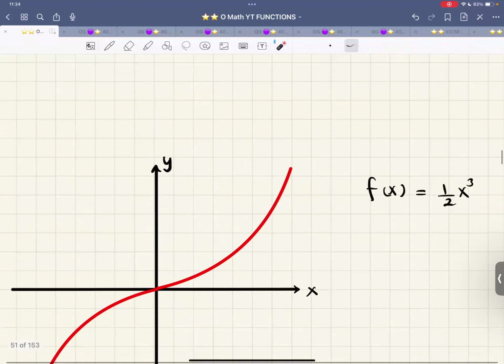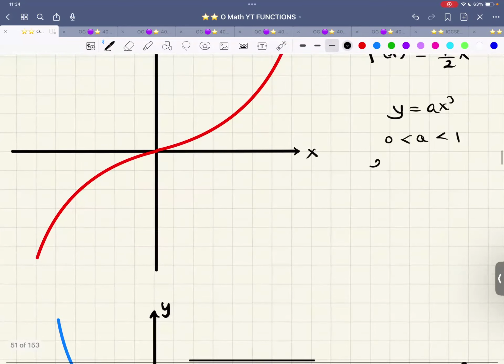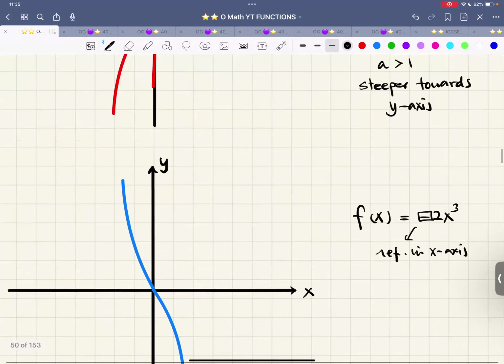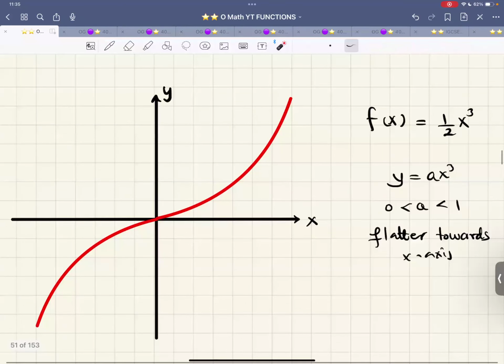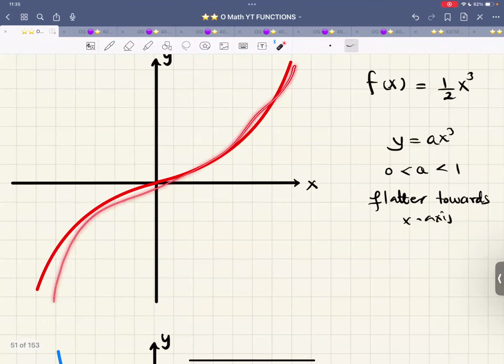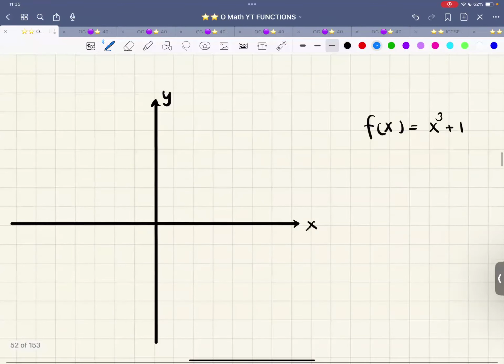Over here, if we have y is equals to ax cube and a lies between 0 and 1, it will get flatter towards x-axis. I think over there I've written y-axis and this is reflection, all good, and so on. What if it is negative half? So first make it flatter, then reflect in x-axis, and then you get this thing. So this is then reflection in x-axis. All good, all clear?